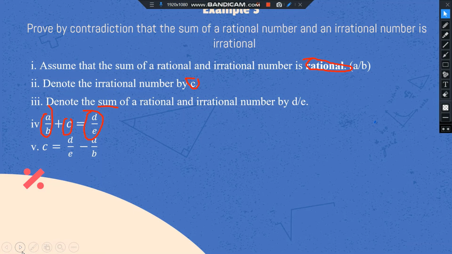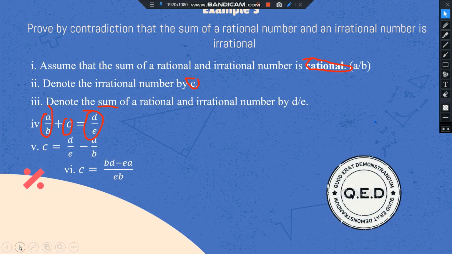And if we try to subtract this, we need to find a common denominator. So we multiply b by d and we multiply a by e, and these two denominators multiplied together become eb. So we in fact managed to write c as a rational number. So we wrote this as a fraction which is rational, and the numbers are simple integers. So we came to a contradiction.